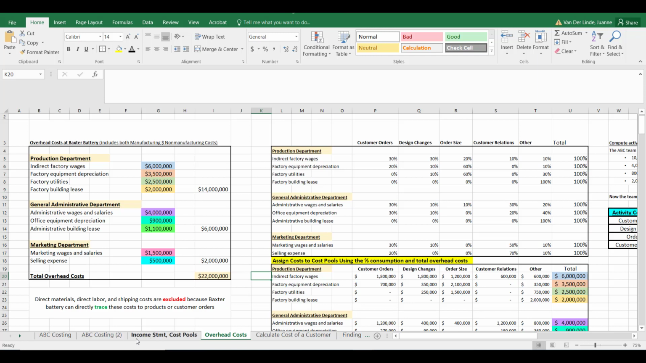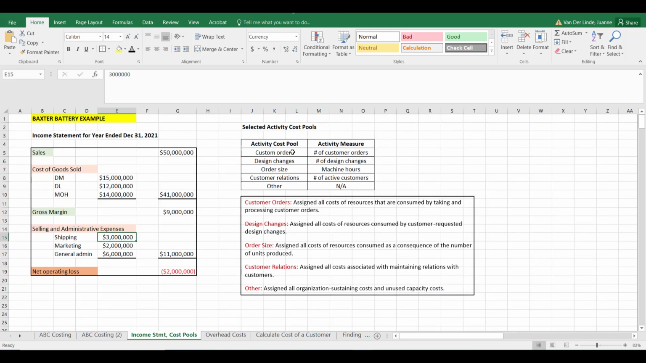So recall that Baxter Battery identified these different activity cost pools and their activity measures. They broke it down into these 5 general cost buckets, or sources, those things causing the consumption of resources at the end of the day. So what is really consuming all of these overhead costs in the company? They broke it down into these different cost pools here and the related measures for each cost pool.